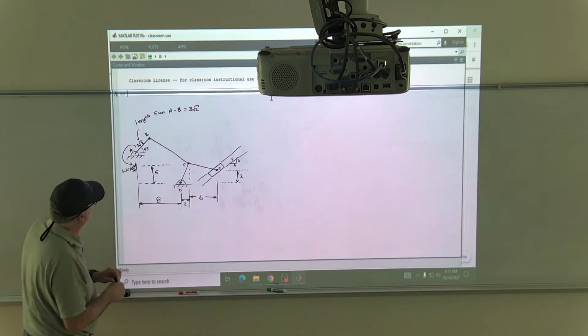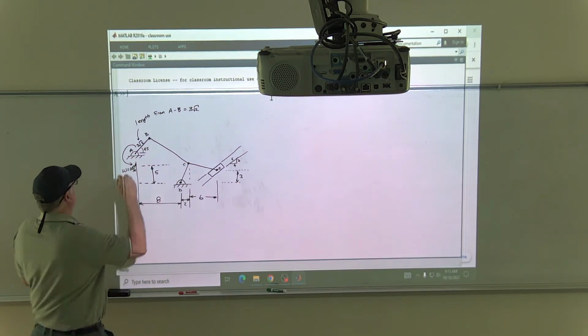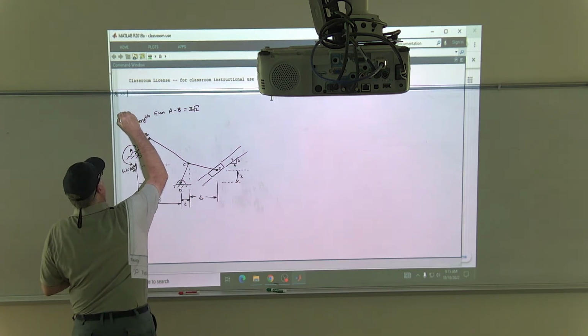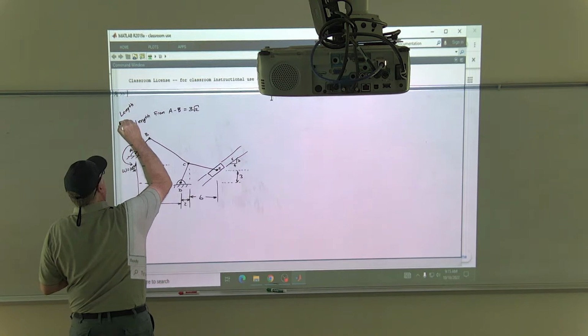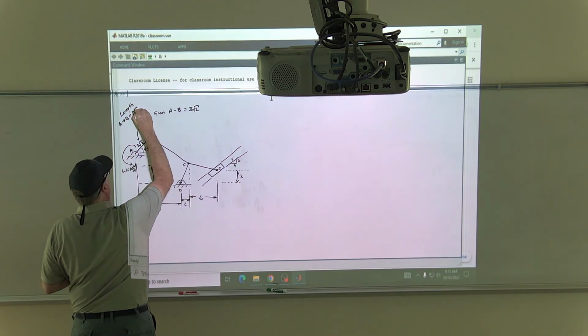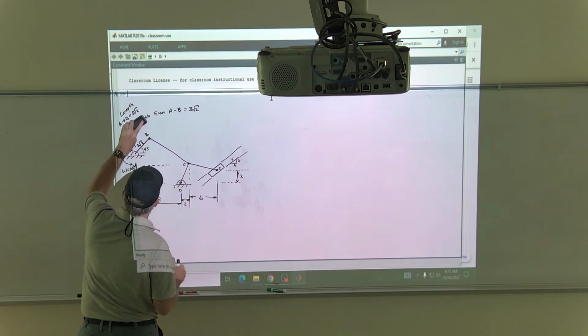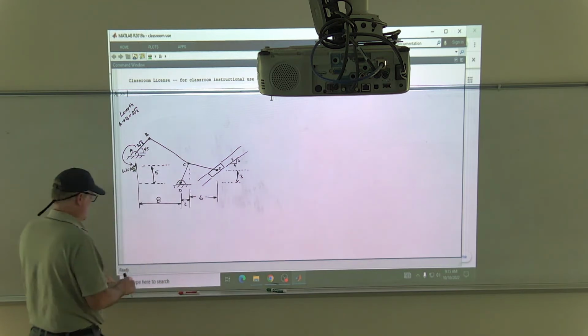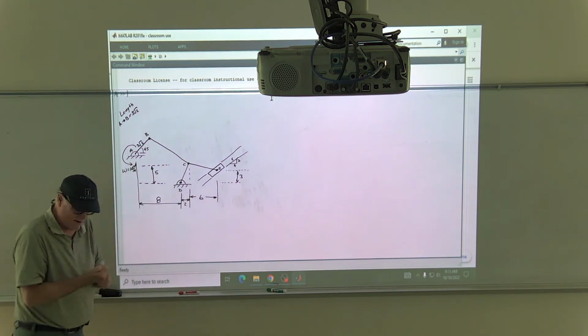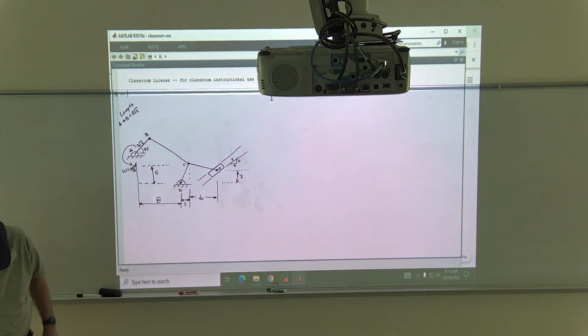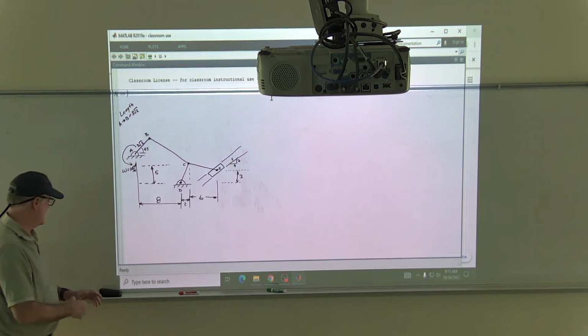Now, first thing I'm going to do, here, let's take this. Length from A to B is equal to 3 square root of 2. I'm going to use this space. We'll see why in a minute. I need this space. Okay, instant center. Let's start there because that's a geometric kind of thing.